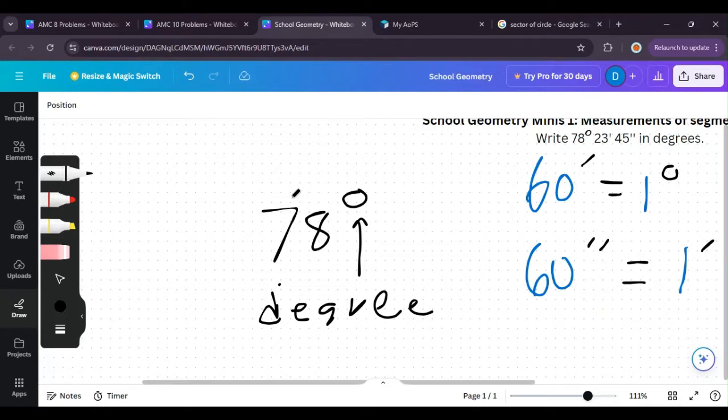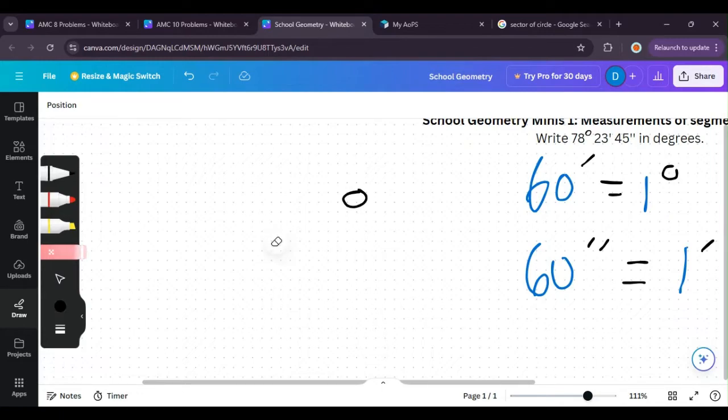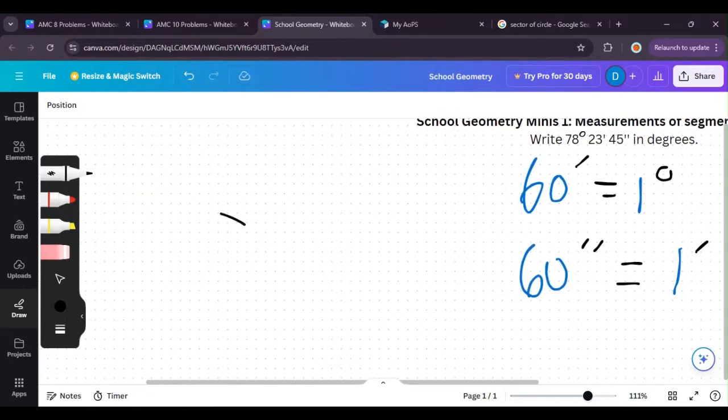But in this case, it monitors the degrees in multiple different shapes. So that is the degree symbol. It looks like a circle, and it's in the exponent place. So we have 23 minutes as well.